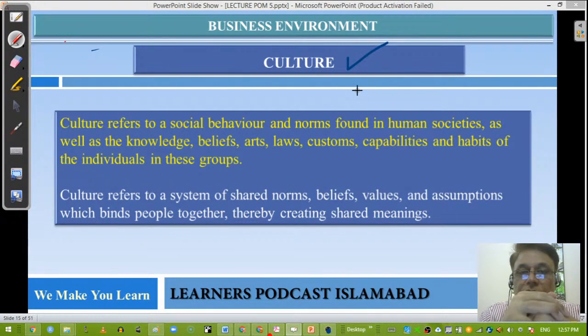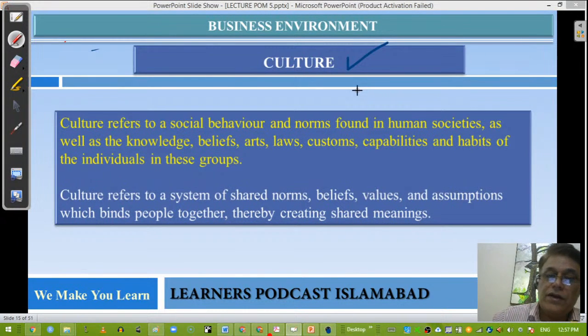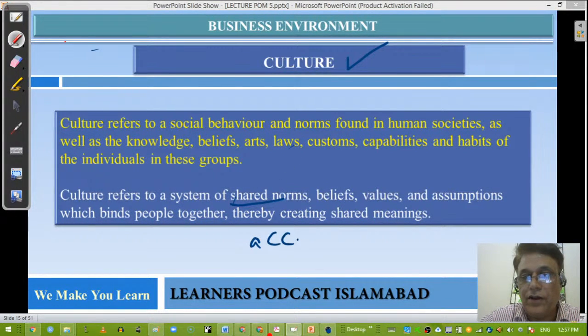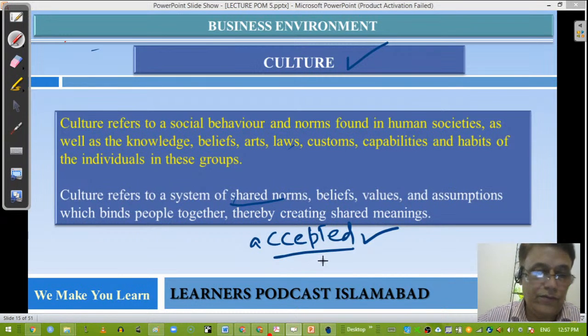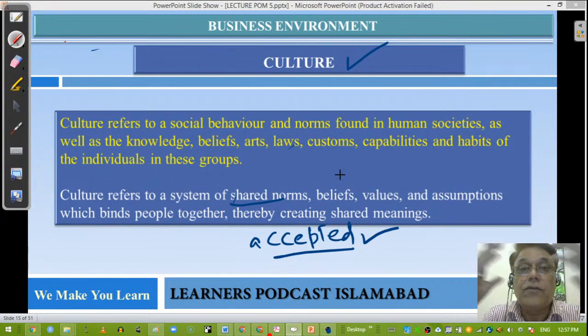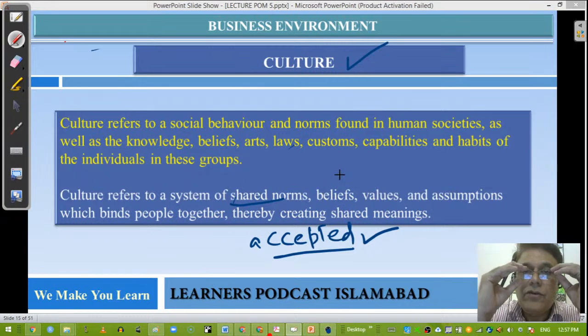So culture refers to a system of shared norms. The word shared is very important to understand. Sharing means accepted norms. Suppose I go to the mosque five times a day. If somebody else is also going to the mosque, it means we both are accepting this norm. If somebody is not going five times, it means he is not accepting this norm. So we accept a few things and we don't accept others. The things that we share come under our culture; the things that we don't share are not a part of the culture. So sharing is very important.